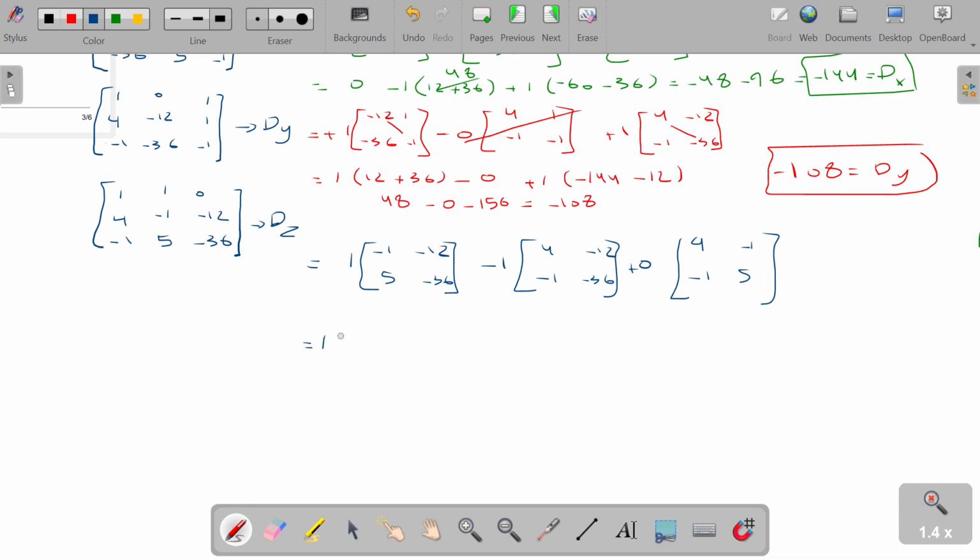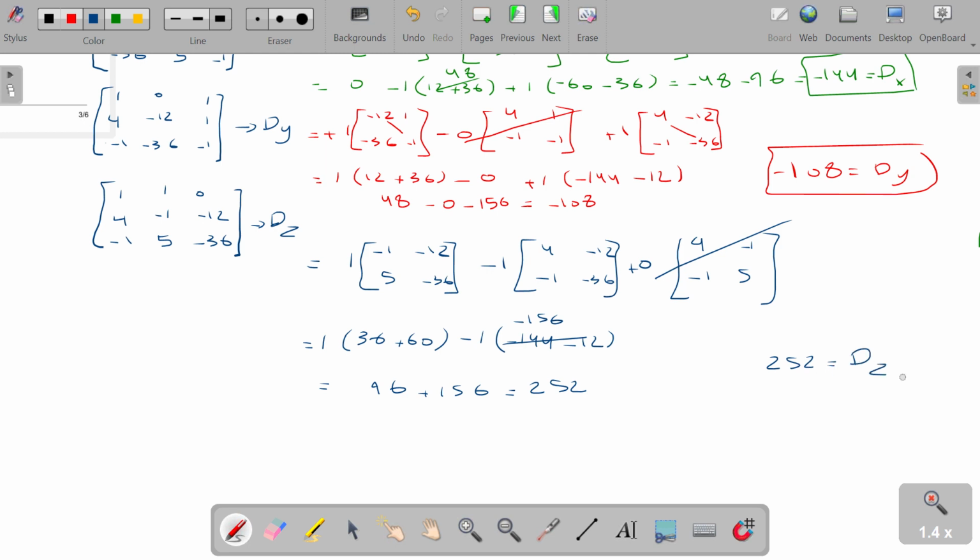Okay, now find the determinant. Negative 1 times negative 36 is 36, minus 5 times negative 12 is negative 60, so this is plus 60, which gives 96. Minus 1, 4 times negative 36 is negative 144, minus negative 1 times negative 12 is positive 12, and this one is 0. Negative 144 and negative 12 will be negative 156 times negative 1 will be positive 156, and when you add them, that's going to be equal to 252. So 252 is our dz.